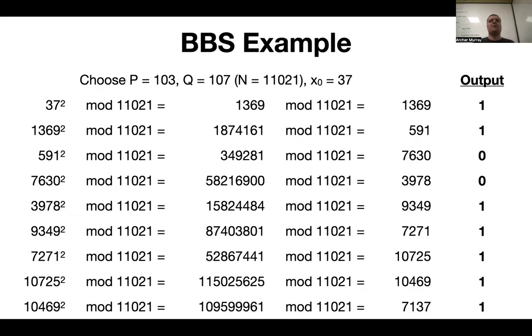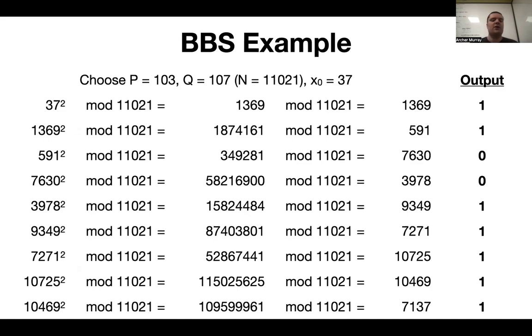So here's an example of Blum Blum Shub. We're going to use some fairly small primes, p equals 103 and q equals 107. And this gives us n equals 11,021. And I've arbitrarily chosen the initial value to be 37. So for the first step, we take 37 squared, and that is 1369. That is odd, so we output a 1.